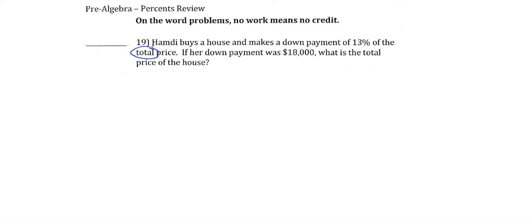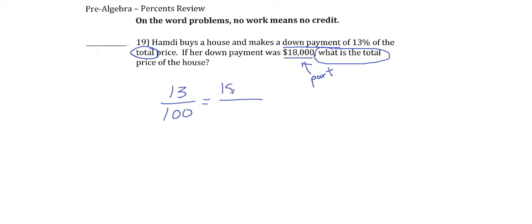So I'm going to start with my percentage here. 13%, 13 over 100. Okay. Now, she makes the down payment. The down payment was $18,000. That goes with the 13%. So that's not the total. The question is, what is the total? That's what we're looking for. What is the total price of the house? This is the part. We're looking for the whole, or we're looking for the total. So 18,000 goes up top, and we don't know what's on the bottom. That's what we're going to figure out here.